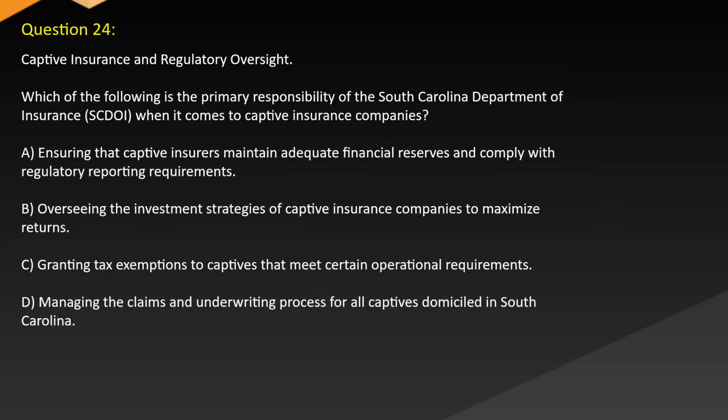Question 24. Captive insurance and regulatory oversight. Which of the following is the primary responsibility of the South Carolina Department of Insurance (SCDI) when it comes to captive insurance companies? A. Ensuring that captive insurers maintain adequate financial reserves and comply with regulatory reporting requirements. B. Overseeing the investment strategies of captive insurance companies to maximize returns. C. Granting tax exemptions to captives that meet certain operational requirements. D. Managing the claims and underwriting process for all captives domiciled in South Carolina.